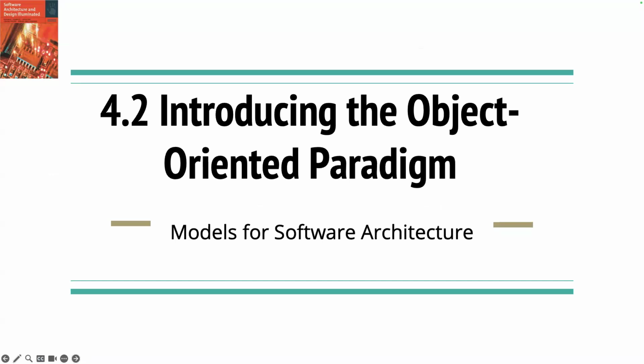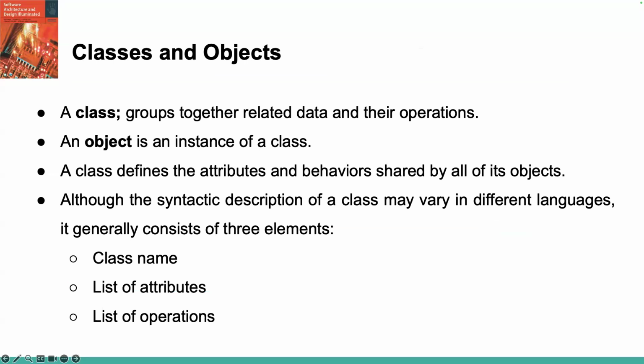Now let's look over models for software architecture, introducing the object-oriented paradigm. So in object-oriented programming, a class is a blueprint that groups together related data and their operations. It defines the attributes and behaviors that are shared by all the objects created from that class. An object is an instance of a class, meaning it is a specific realization of the class's blueprint. Each object has the same structure as defined by the class, but may hold unique data.